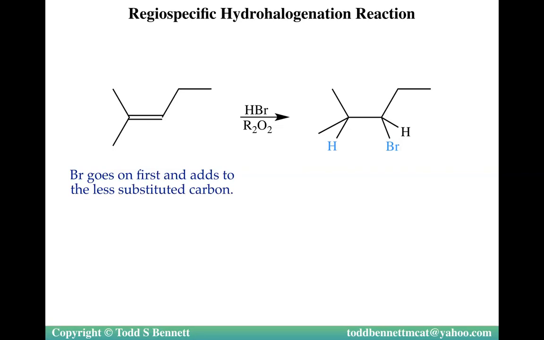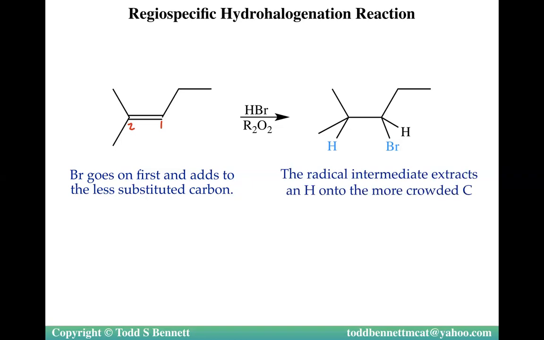So this time, because of this peroxide, just like we did earlier with BH3 followed by peroxide, we got anti-Markovnikov. Peroxides do funky, weird things. So this peroxide is going to force it to go anti-Markovnikov. So Br goes on first to this carbon. That's my first one to attack. That's my second one, which gets an H. So the radical intermediate, which it's going to form, we'll talk about what radicals are in a second, extracts an H, and it does so on the more crowded carbon.